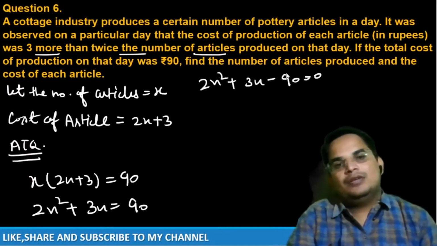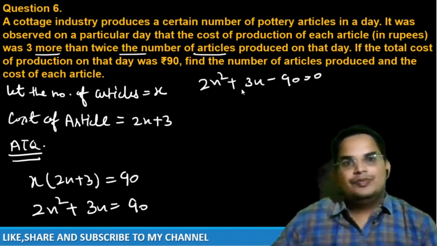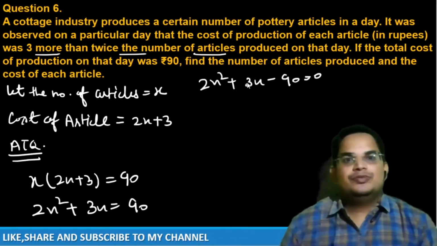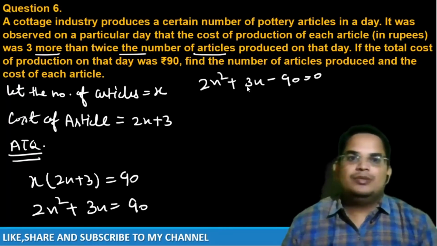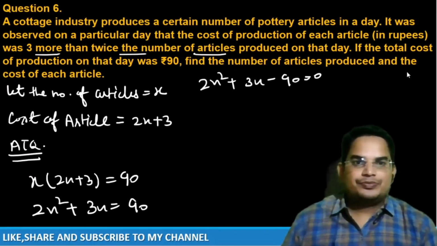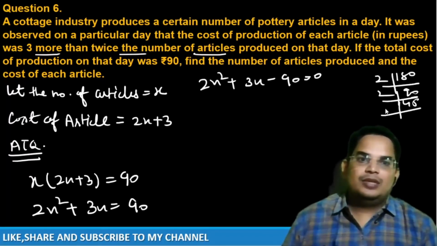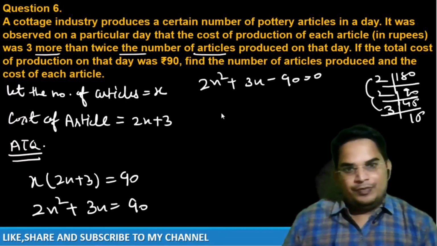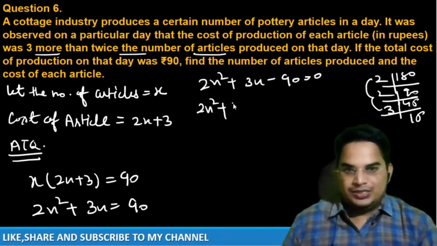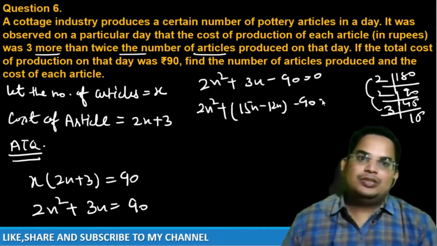2 times 90 becomes 180. And now you have to find the factors of 180 in such a way that after subtracting the two numbers you get 3 and the product of these two numbers is 180. So how to do this? Let's find the factors of 180. It becomes 90, it becomes 45, it becomes 15. So now you can say 3 times 6, 6 times 2 is 12, 15 minus 12. So 2x square plus 15x minus 12x minus 90 is equal to 0.